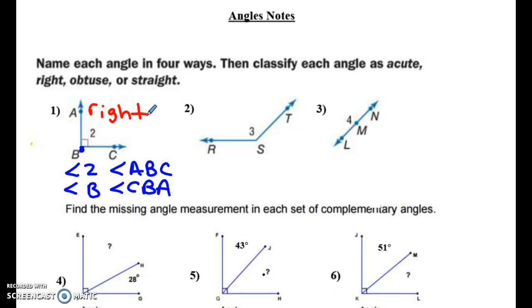Question number 2, again, we can name this angle in 4 different ways. I would encourage you to pause the video, try it on your own, and then push play to make sure you got it correct. So I can call this angle 3, angle RST, angle TSR, or just angle S, because that's the vertex. And when I name my angles, I need to keep the vertex in the middle. And so when I classify this angle, because it's wider or larger than a right angle, I would classify this as obtuse.